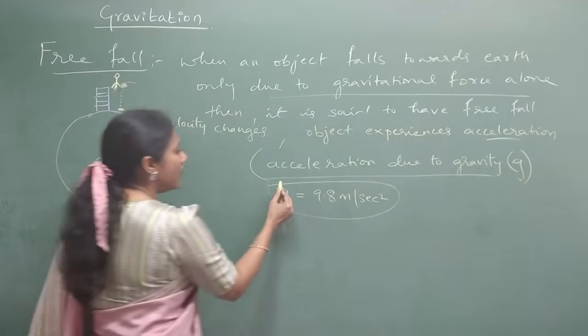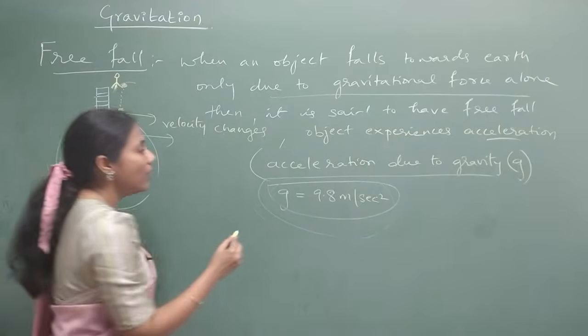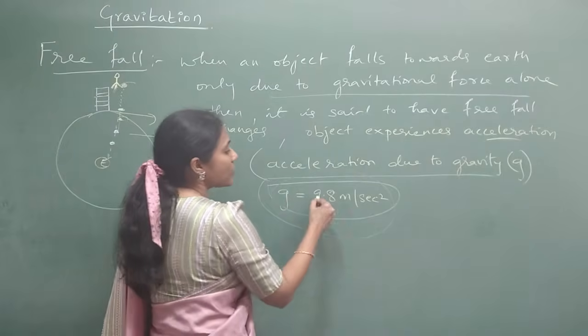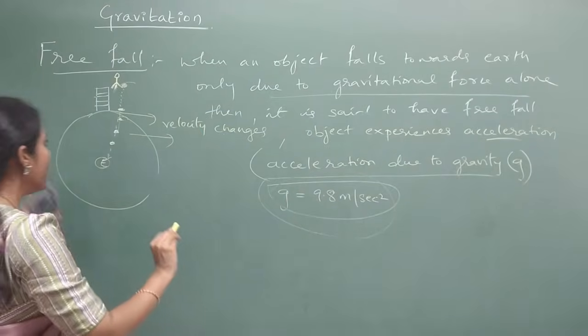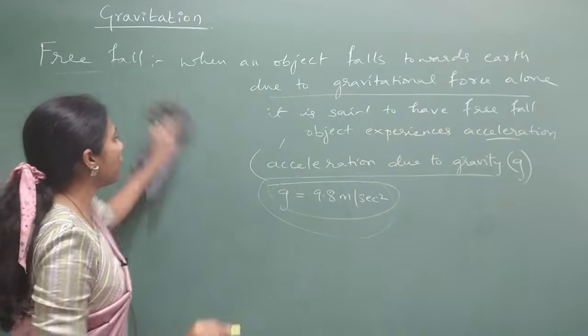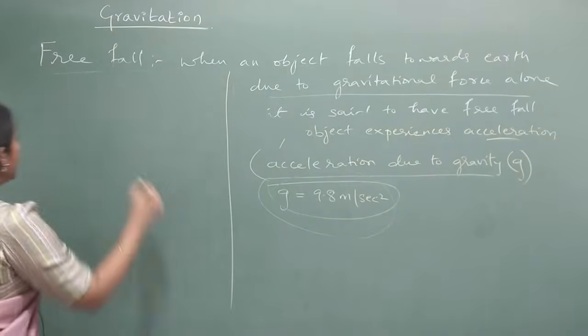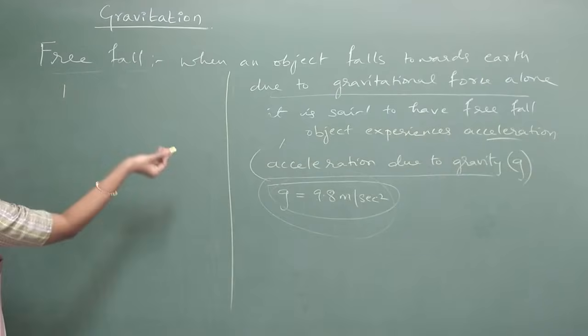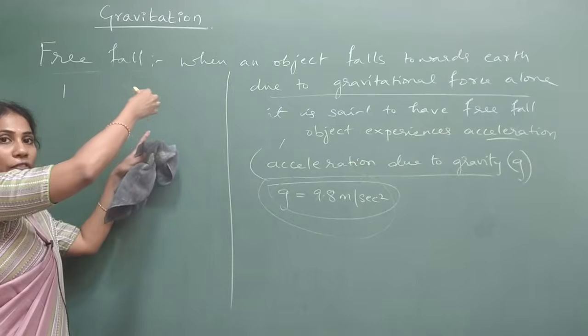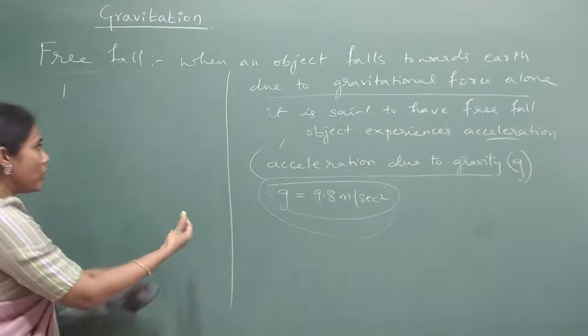So now let me give you the formula to calculate the G value. I'm showing you how this value has come. Let me derive a formula for calculation of G here. We all know acceleration is always due to force. So here the acceleration of an object is due to gravitational force.